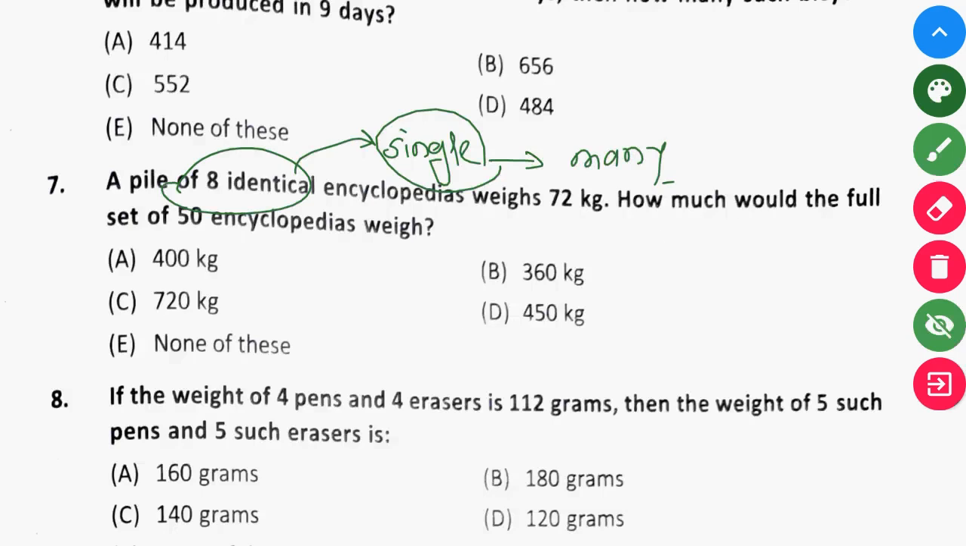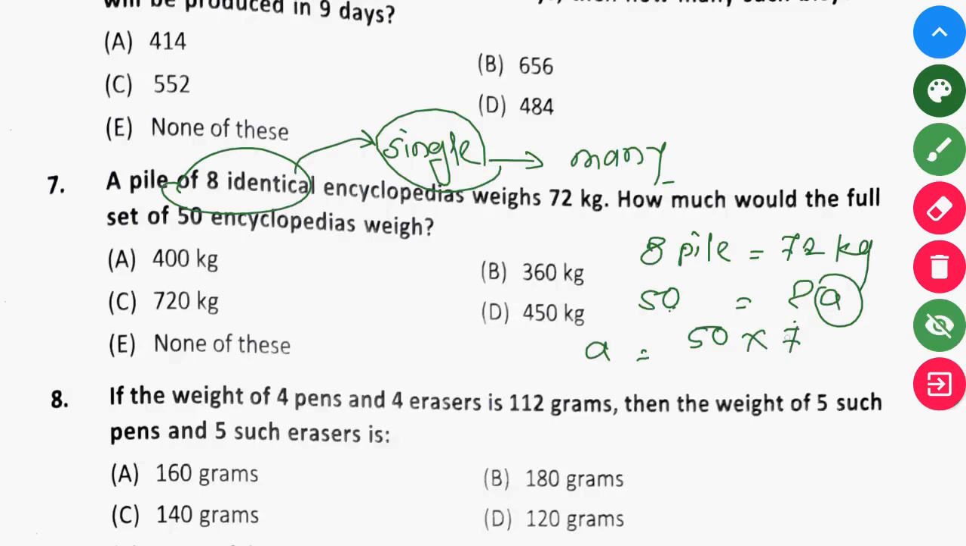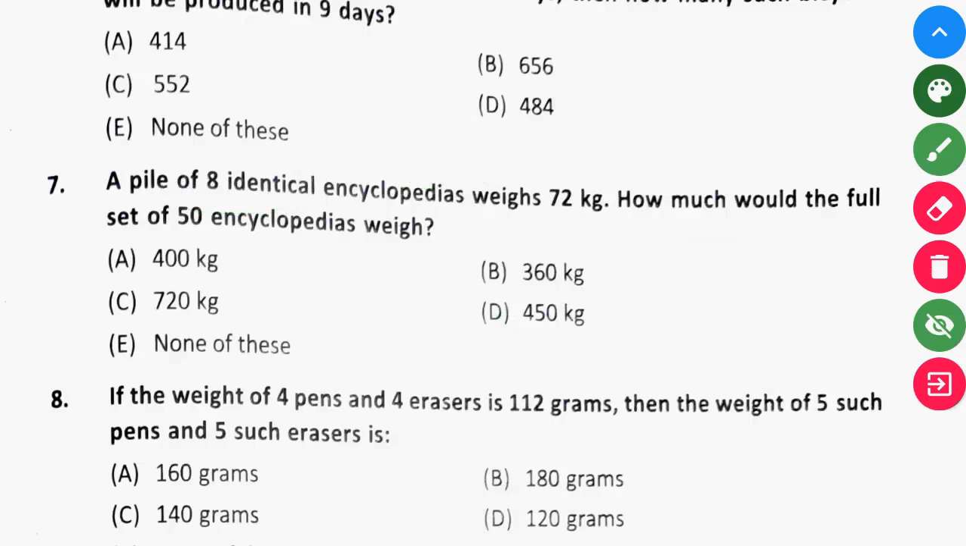This can be solved in another way. See, 8 identical piles weigh 72 kg. So 50 such piles weigh how many kg? So you have to do cross multiplication. This question mark is assumed as A. So A is our answer. A is equal to 50 multiplied by 72 divided by 8. Again, 8 9s are 72 and 9 5s are 45. So our answer is 450 kg.